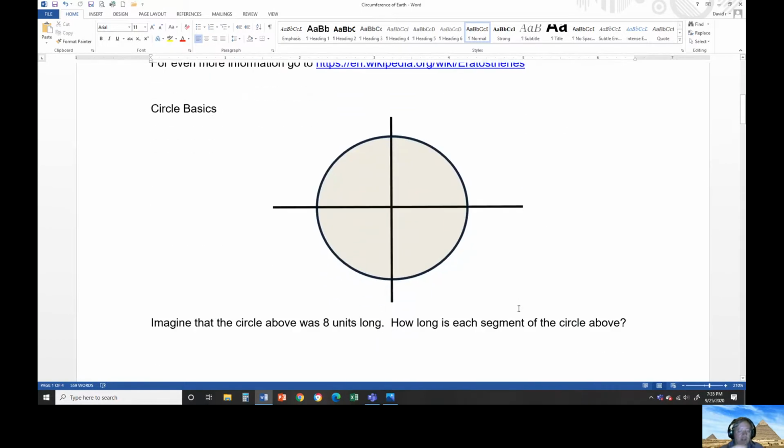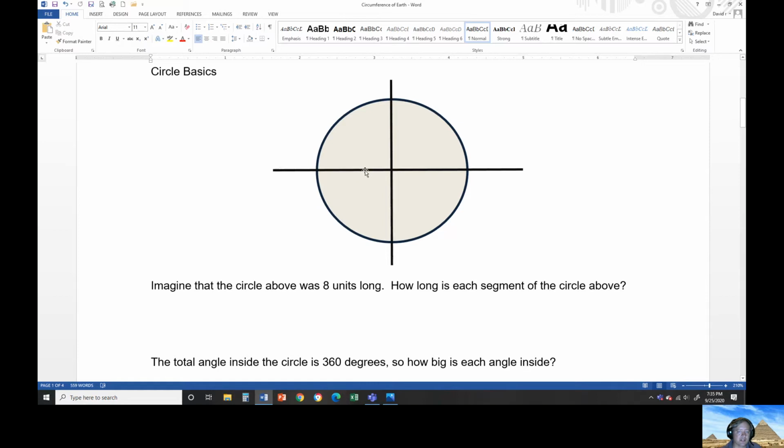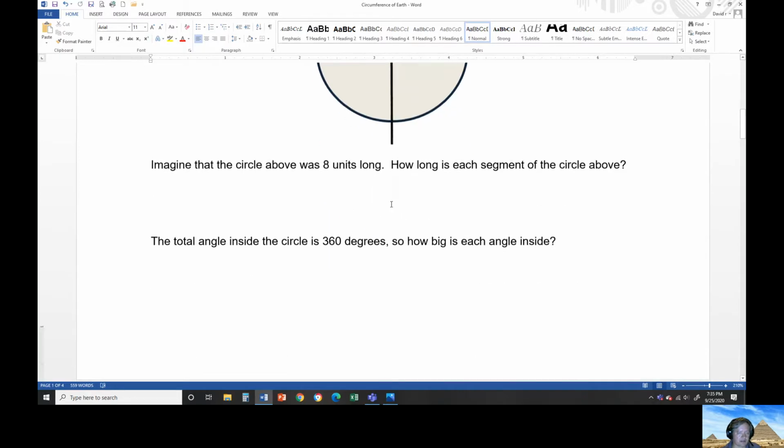Now, let's just go over some basics here. You have a complete circle here, and I broke it up into 4 equal parts. So if this circumference was 8 units long, how long is each part? And likewise, if all of the angles inside a circle add up to 360 degrees, how big is each of these angles? Okay, so you can go ahead and answer that.